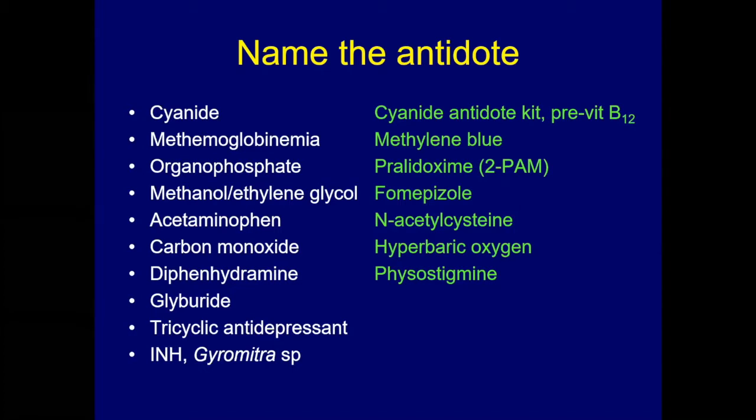Glyburide. Glyburide is a sulfonylurea. In therapeutic dosing, it does not cause hypoglycemia, but in overdose it could. So there's an antidote for that one. Anyone know? Great, octreotide. There we go. It basically inhibits the release of insulin, so it counteracts the effect of glyburide.